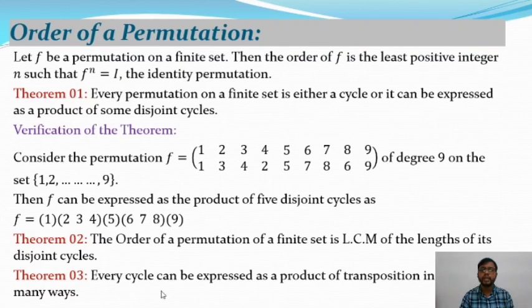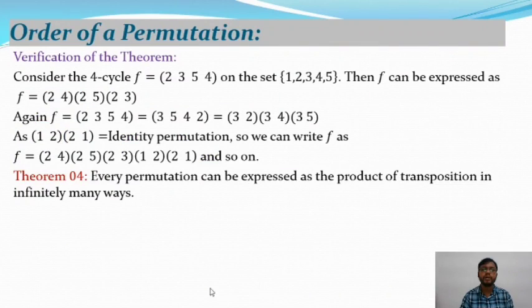Every cycle can be expressed as a product of transpositions in infinitely many ways. So here is the verification of the above theorem. Consider a 4-cycle f equal to (2 3 5 4) on the set 1, 2, 3, 4, 5. So there are 5 elements, and corresponding to these elements there is a 4-cycle, and the elements of the 4-cycle are 2, 3, 5, 4.